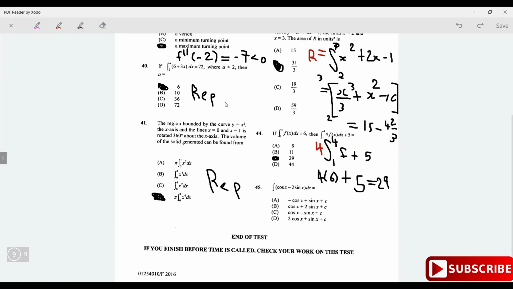Now the next one says, integrate cos x minus 2 sine x. When you integrate cos, you get sine x. And when you integrate sine, you get minus cos. So it's going to become plus 2 cos x. So you get sine x plus 2 cos x plus your integration constant, so sine x plus 2 cos x, or 2 cos x plus sine x. Option D, soft. And that paper was really easy.